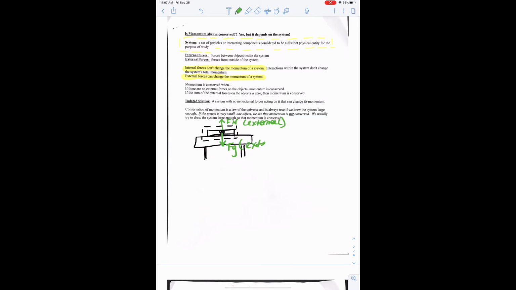But we wouldn't have to worry about these external forces because they cancel each other, right? Because they are equal and opposite. Now, they are not a Newton's third law pair because they act on the same object, right? Newton's third law forces have to act on different objects. So anyways, I just wanted to point that out. So momentum is conserved when, right? We said up here, there are no external forces or the sum of the external forces on the object is zero. Then that's when momentum is conserved.